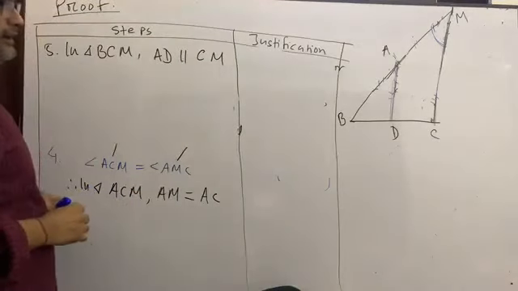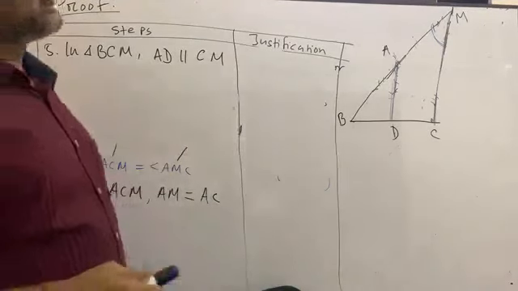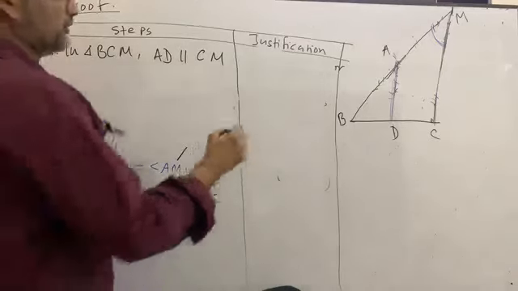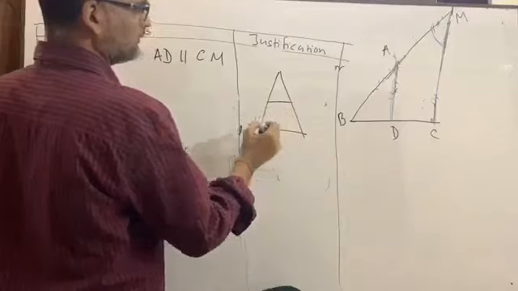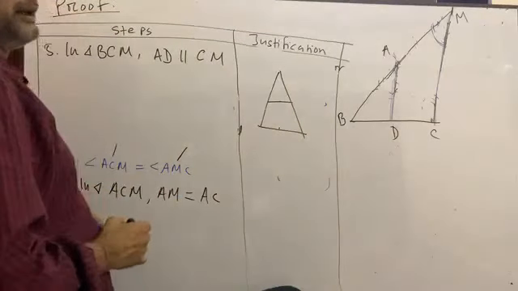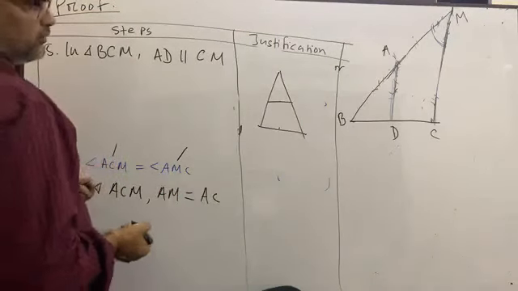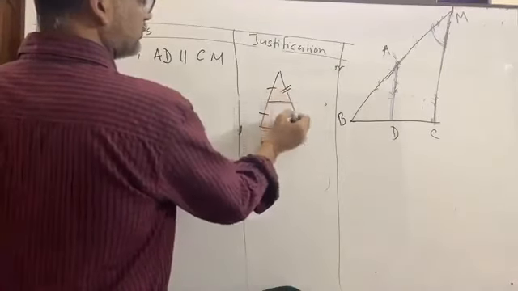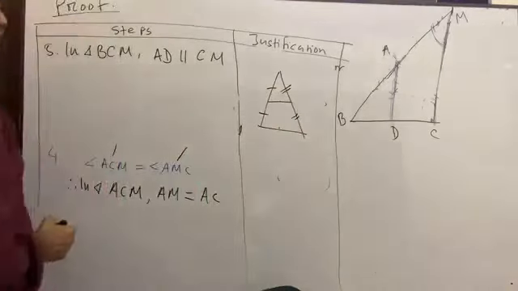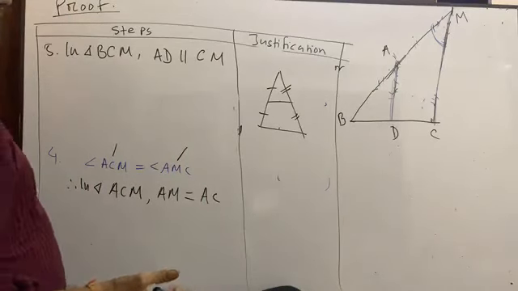Can you see? AD and CM are parallel like this. They are parallel. So what is the formula? This is to this equal to this is to this. Can you remember? So what can be written here?